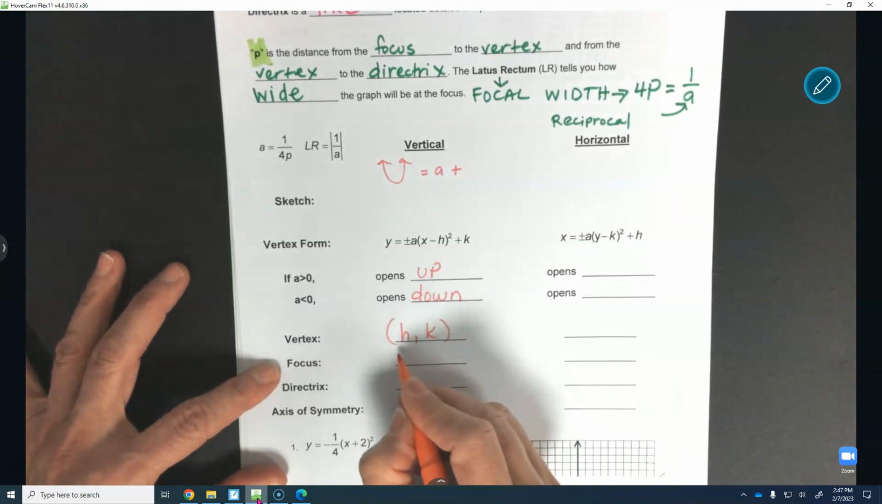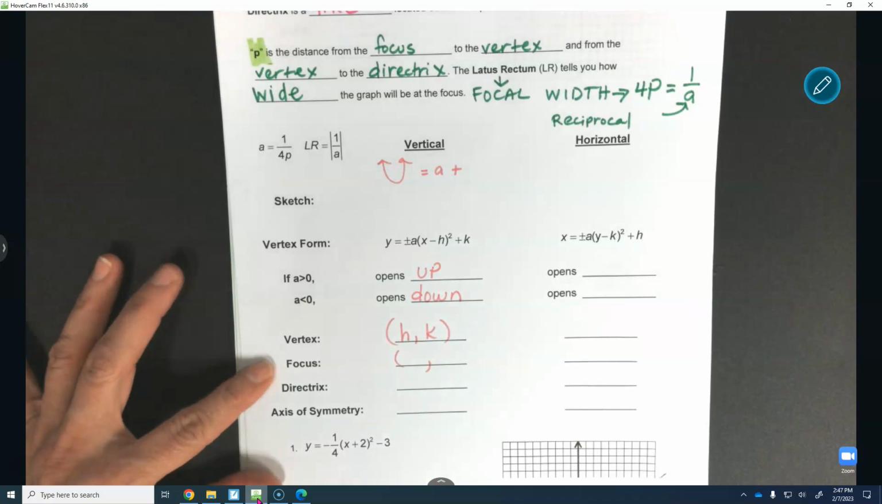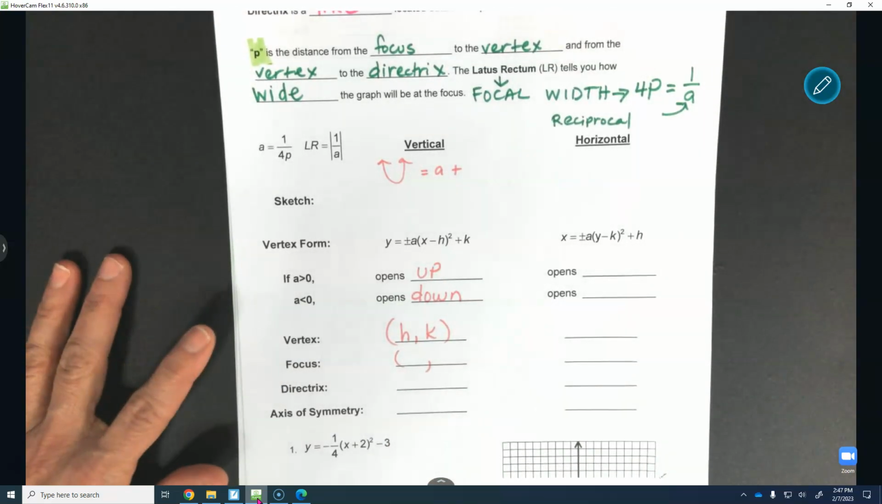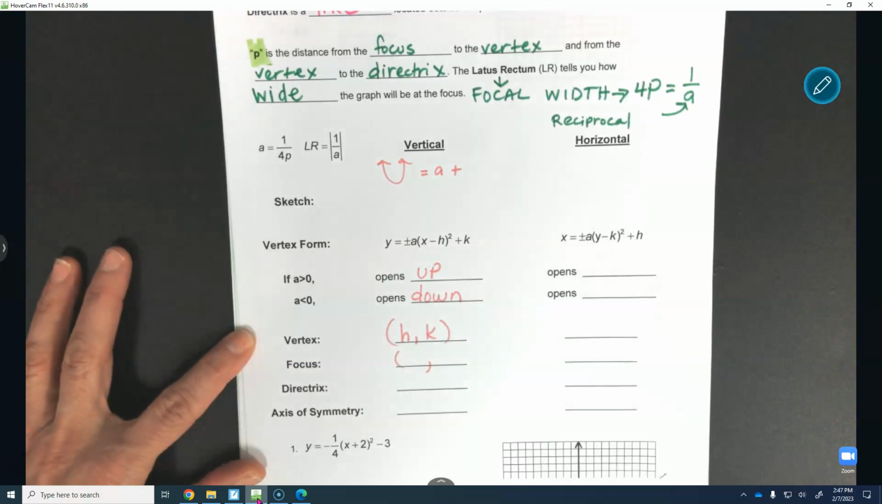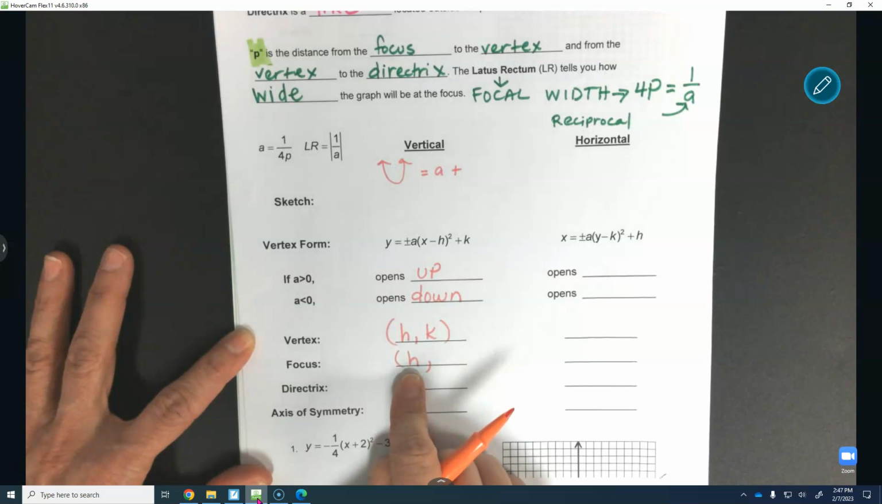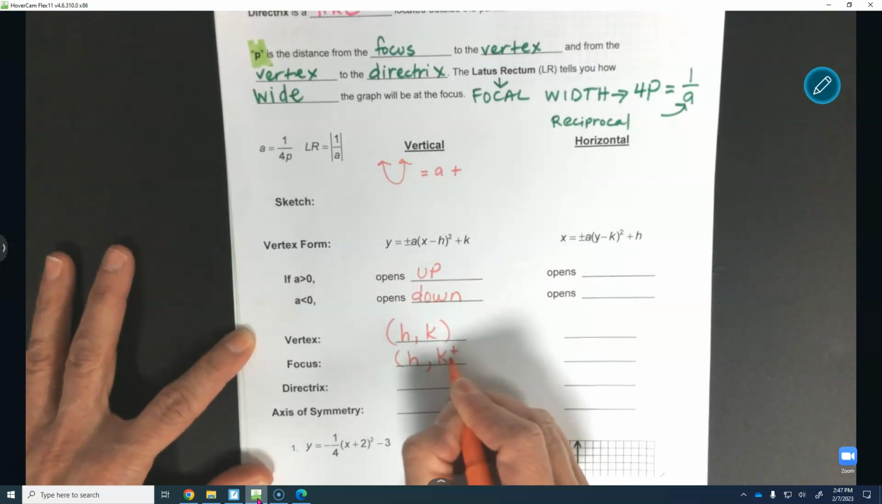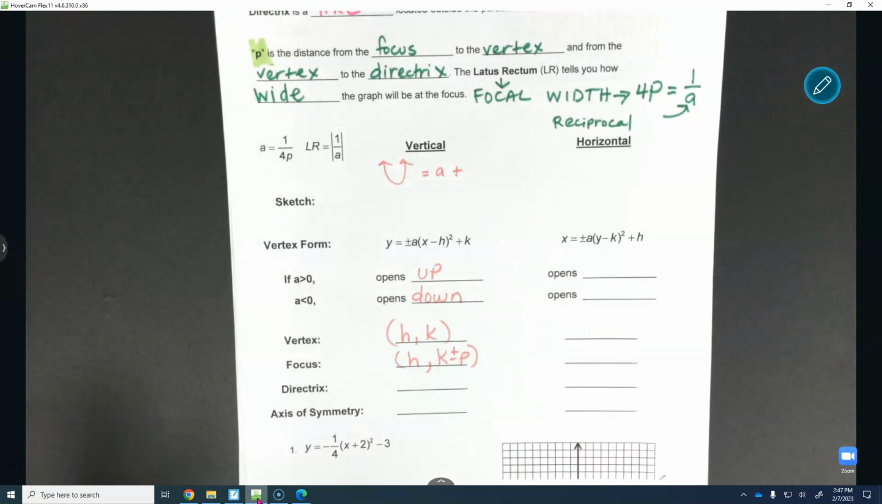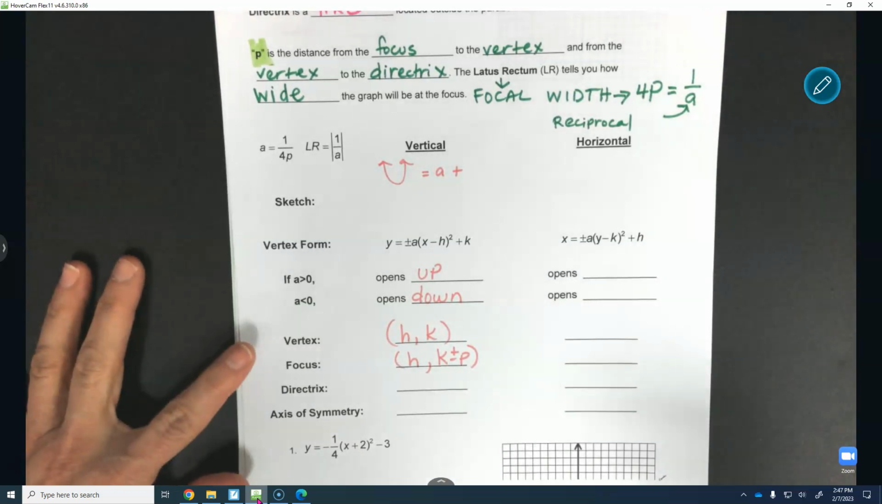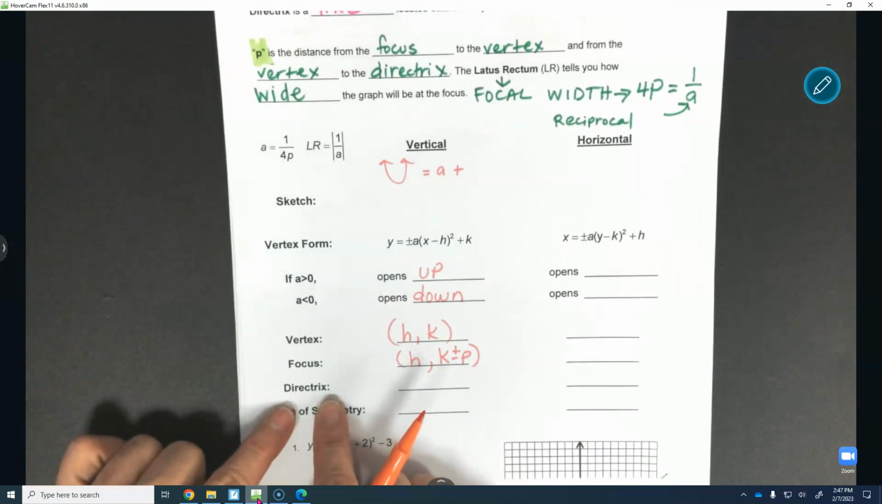And then, guys, your focus is going to be right in line with your vertex, but it might have movement. So the way that this is going to happen is the H value, it's going to share the same as the H value, but again, it's going to be sliding up or sliding down, and that's why P is so important.